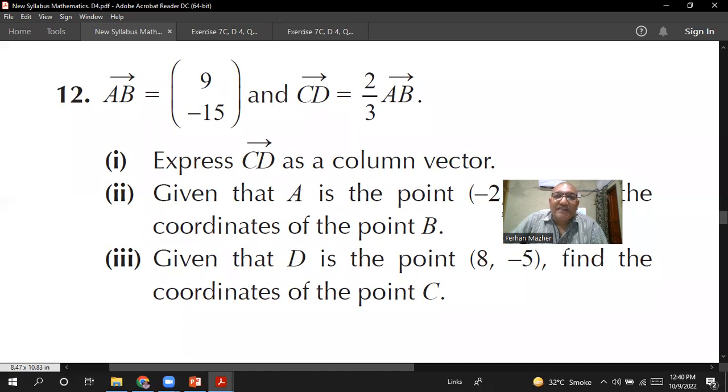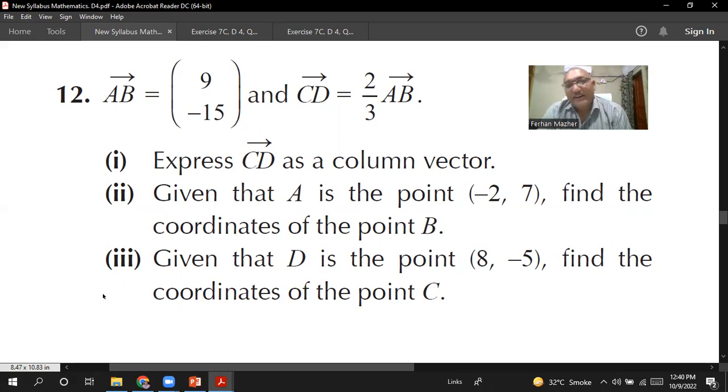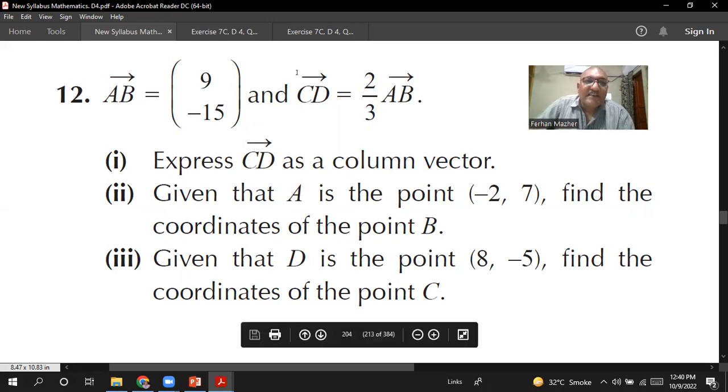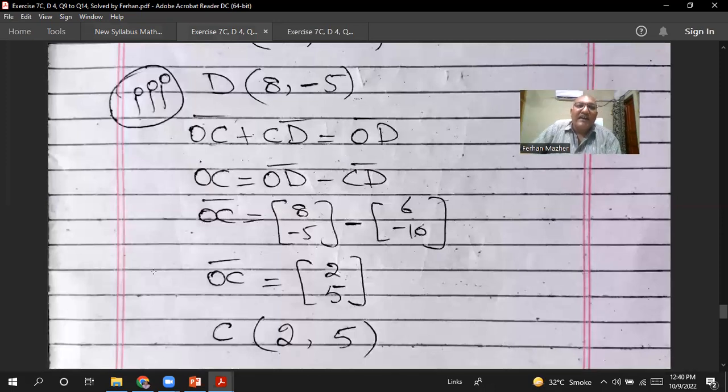Okay, then they say, given that D is the point (8, -5), find the coordinates of the point C. Now I know the column vector of the CD. I know the coordinates of the D, so I can very easily find out the coordinates of the C. The point D has coordinates (8, -5), so its position vector will be (8, -5). According to the position vector formula, OC plus CD equals OD. This is the key of this question. OC plus CD equals OD.